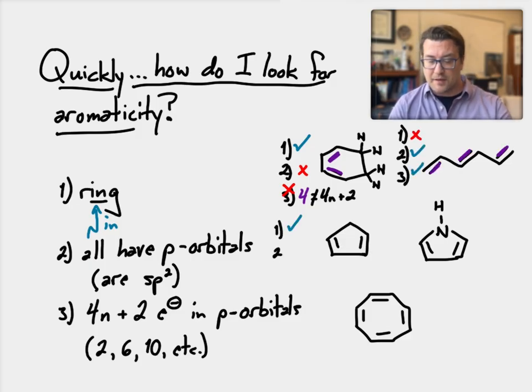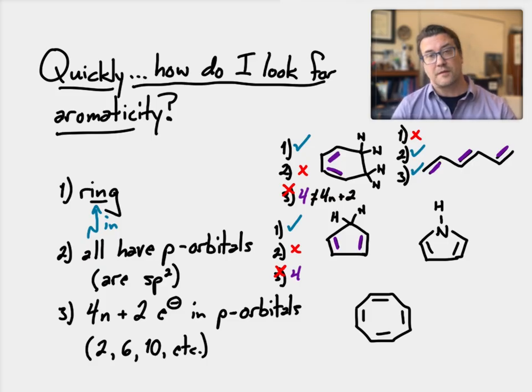Let's look at this molecule on to the right. Well, it is not a ring, so right away, not aromatic. But let's go through the rest of the process. Is it all sp2 hybridized? Yes, all of these carbon atoms are sp2 hybridized. Does it match the 4n plus 2? There are 2, 4, 6 electrons. 6 electrons does fit the 4n plus 2, so those two portions would satisfy aromaticity, but this again is not aromatic because it's not in a ring.